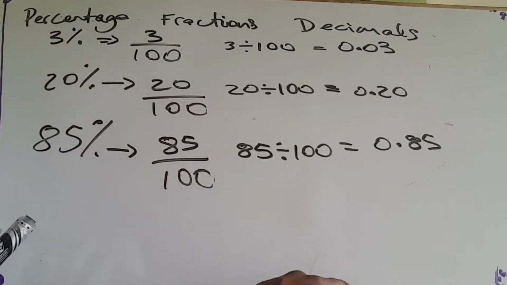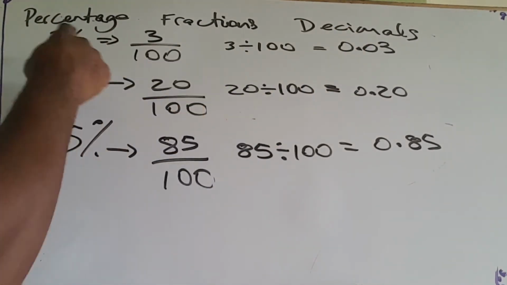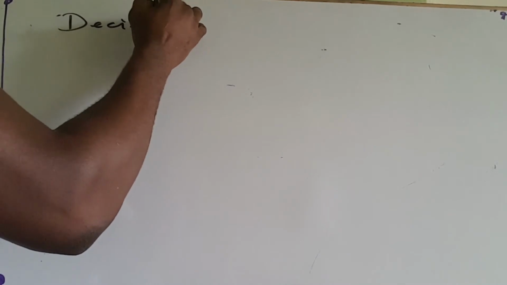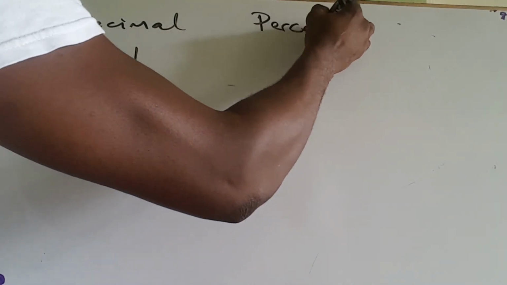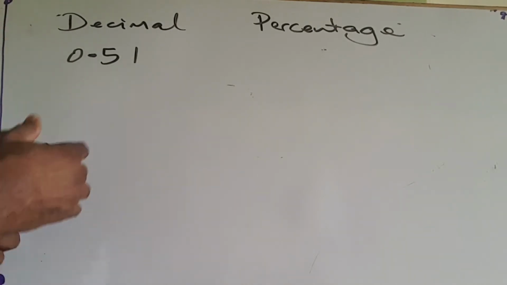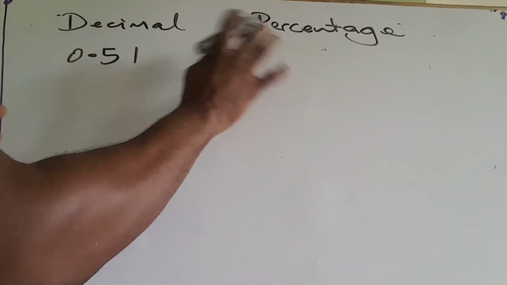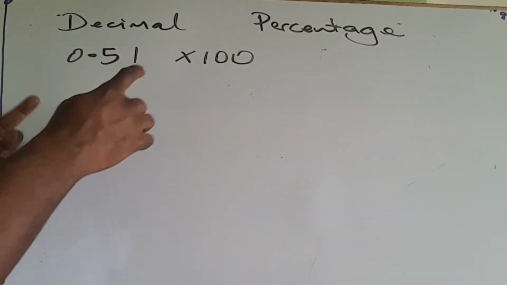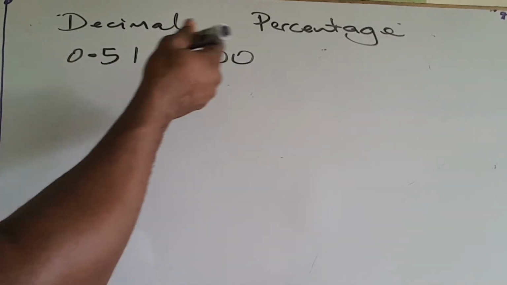Now let's go the other way around. Why not just look at decimals and see how we could write decimals as percentage? So if I have any decimal, for example, 0.51, and I want to change that to percentage. Percentage is rated out of 100. So looking at this decimal to percentage, all we have to do to change anything to percentage is multiply by 100. So that is the link. Doesn't matter what we have. The moment we want to change that to percentage, we multiply by 100.